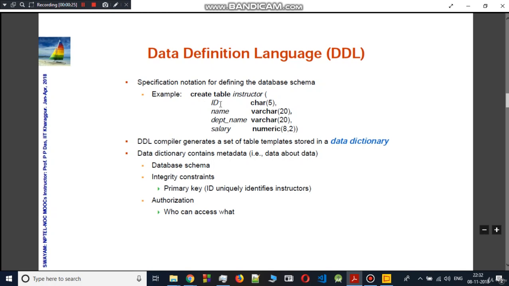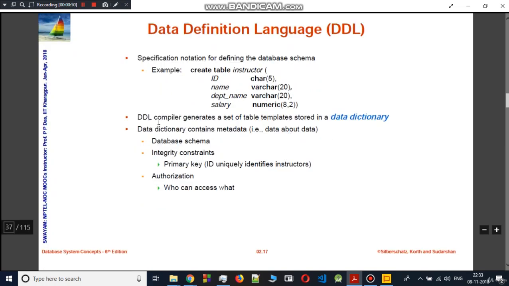Like id and char file name, name character 5, name varchar 20 length, department name also 20 length, salary is numeric 8 comma 2. Now that 8 is the integer part, 2 is the decimal point. We will discuss it later. The DDL compiler generates a set of table templates stored in the data dictionary. That's a main topic, the data dictionary. We will cover it later in depth, so stay tuned.